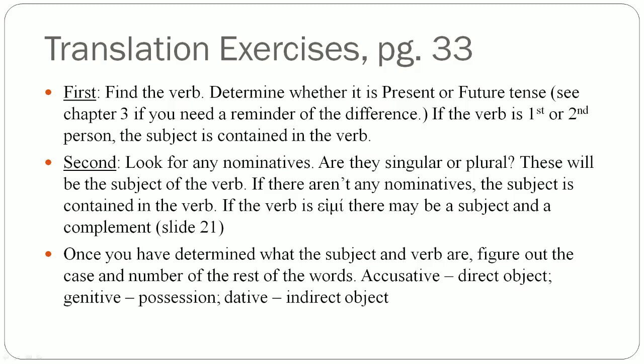And then you figure out the person and number. For right now, where we are at, if the verb is first or second person, either singular or plural, it doesn't matter. Just if it's first or second person, that means that the subject is contained in the verb. Okay, because we don't yet have separate words for I or you. So if it's a first person singular verb, it's going to be I. The subject is going to be I. Okay, if it's second person plural, the subject is going to be y'all.